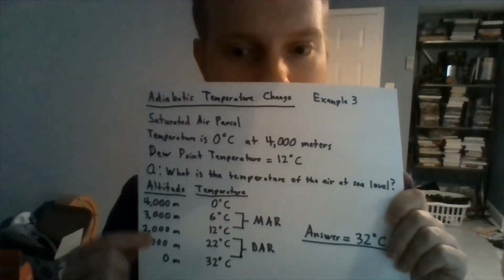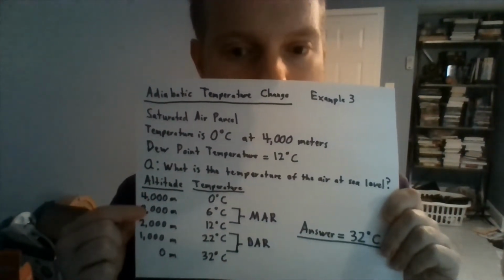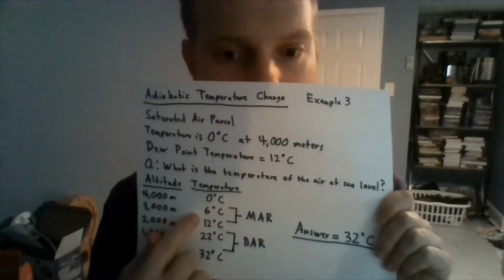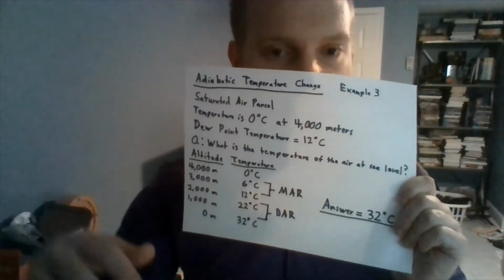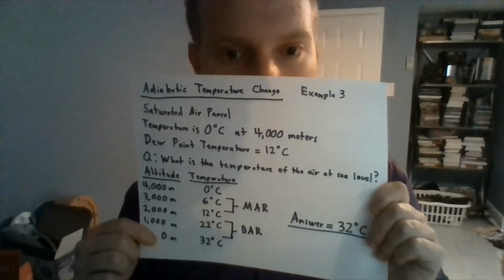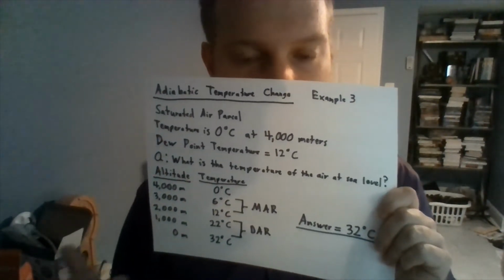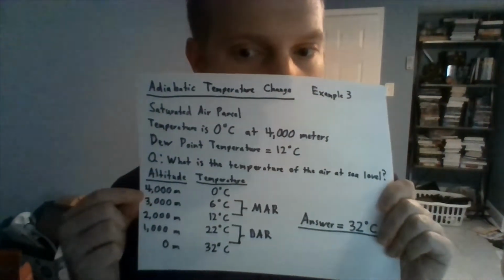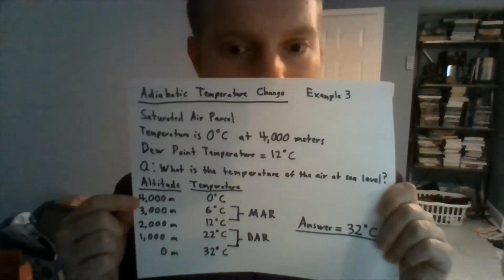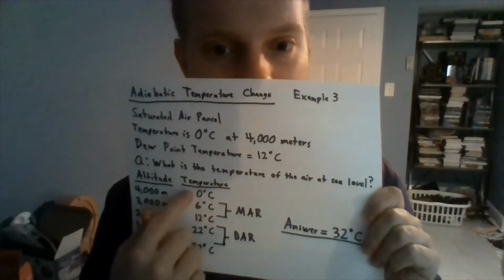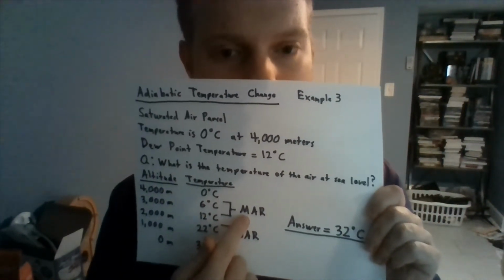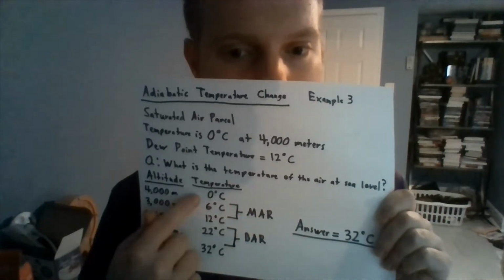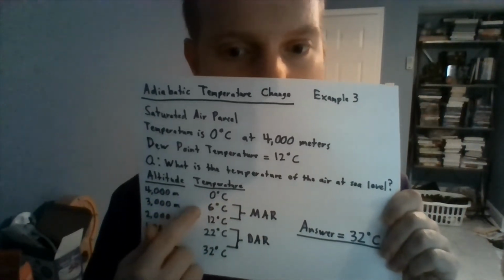Because we are decreasing in altitude, we actually increase our temperature. Because remember, as air sinks down, it compresses and warms up. It's the opposite of when air rises. So as we drop from 4,000 meters to 3,000 meters, we add 6 degrees based on the moist adiabatic rate, because we're using saturated air here. So it goes from 0 degrees Celsius to 6 degrees Celsius.